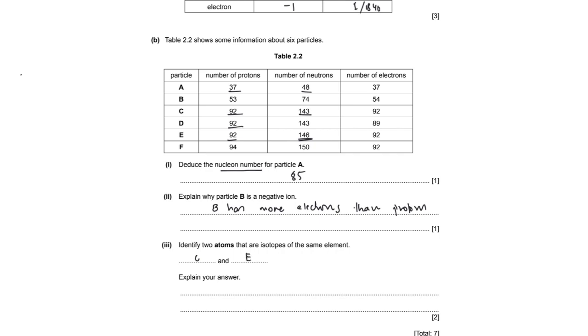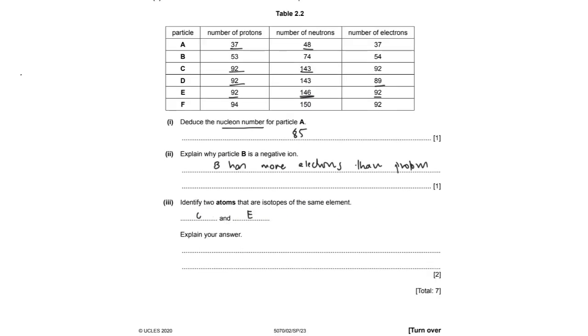Some people would say, why didn't you choose D and E? Because they have the same protons but different neutrons, but their electrons are also different. So you'll have to make sure that you choose the combination of atoms which have the same protons but different neutrons. You'll have to explain your answer. So you will write that C and E have the same protons and different neutrons.